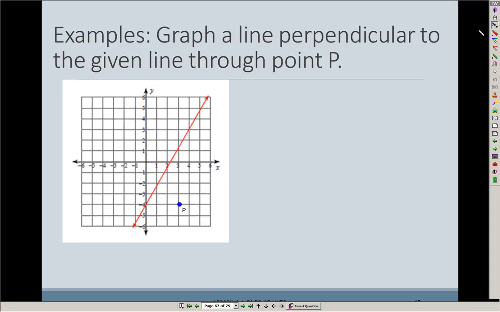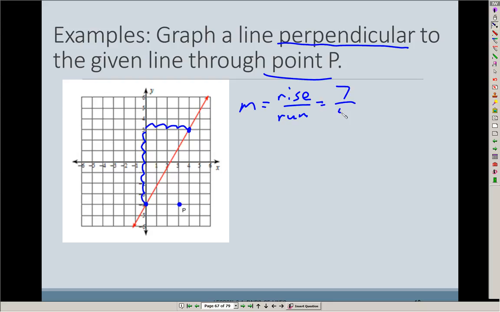One last one here. Perpendicular line. So I'm going to do the negative reciprocal. And it's through point P. So let's find the slope of the given line. Pick 2 points. I have a point right here, and there's another point here. So I would rise 1, 2, 3, 4, 5, 6, 7, and I'll run 1, 2, 3, 4. So the slope is 7 over 4.